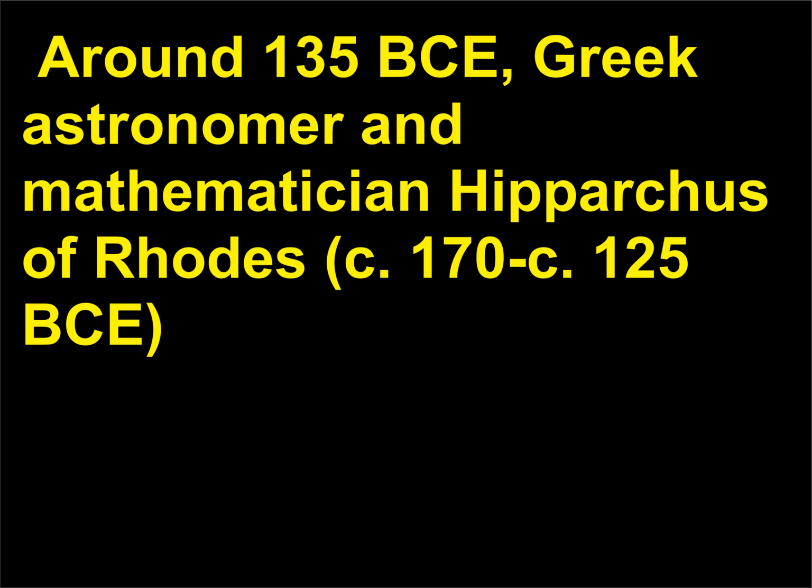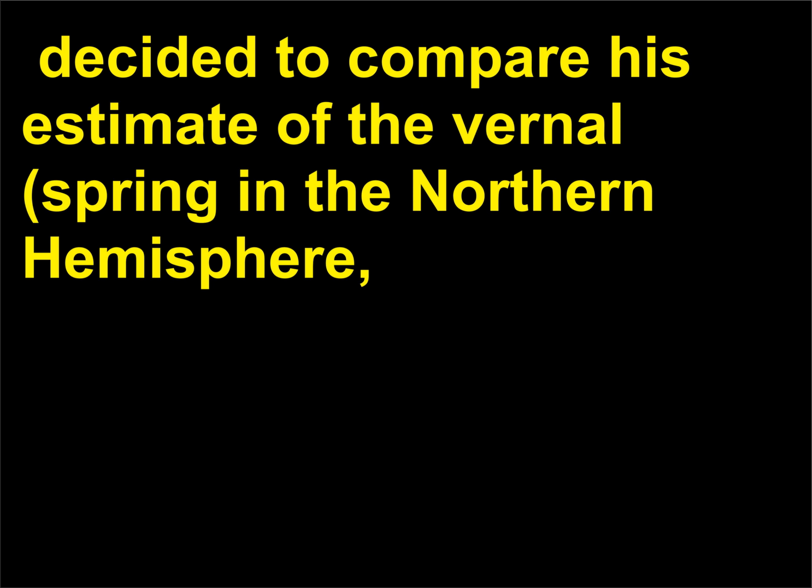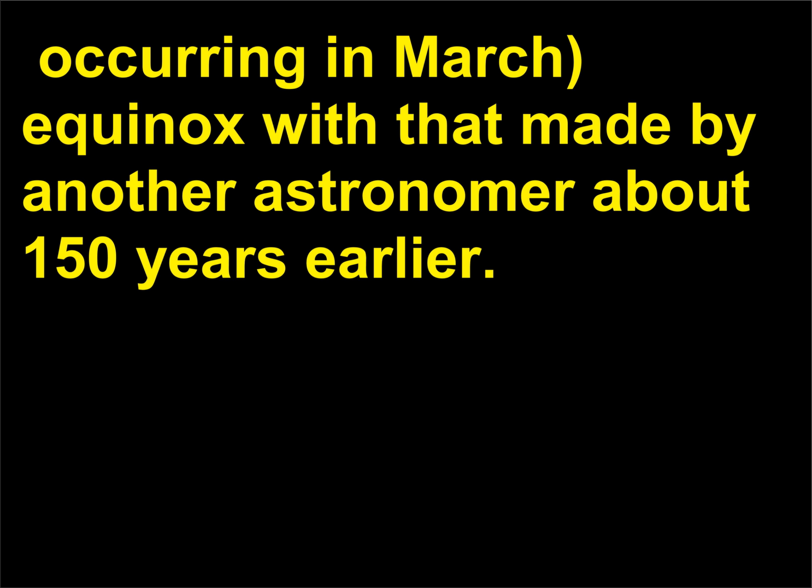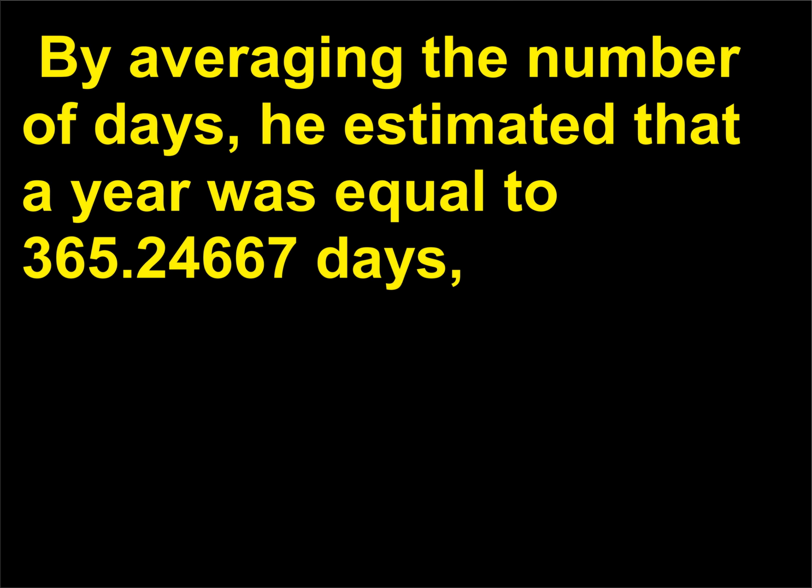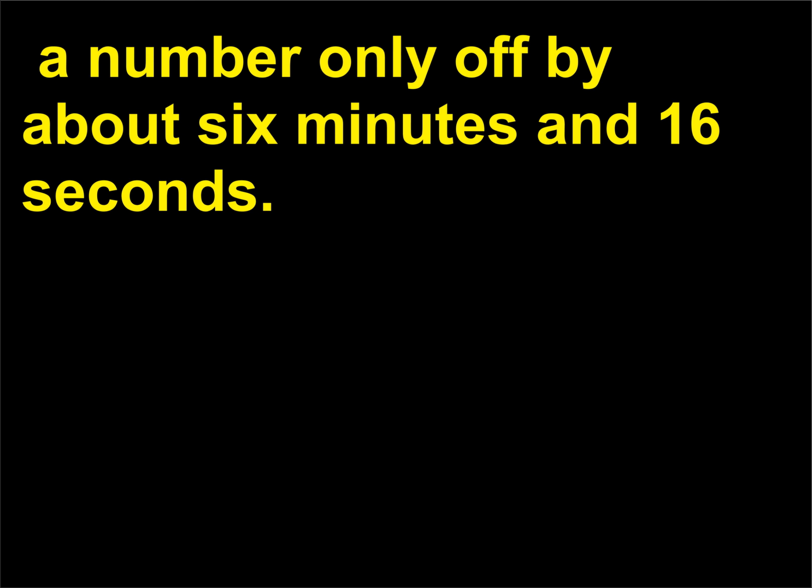Around 135 BCE, Greek astronomer and mathematician Hipparchus of Rhodes, c. 170–c. 125 BCE, decided to compare his estimate of the vernal equinox, spring in the northern hemisphere, occurring in March, with that made by another astronomer about 150 years earlier. By averaging the number of days, he estimated that a year was equal to 365.24667 days, a number only off by about 6 minutes and 16 seconds.